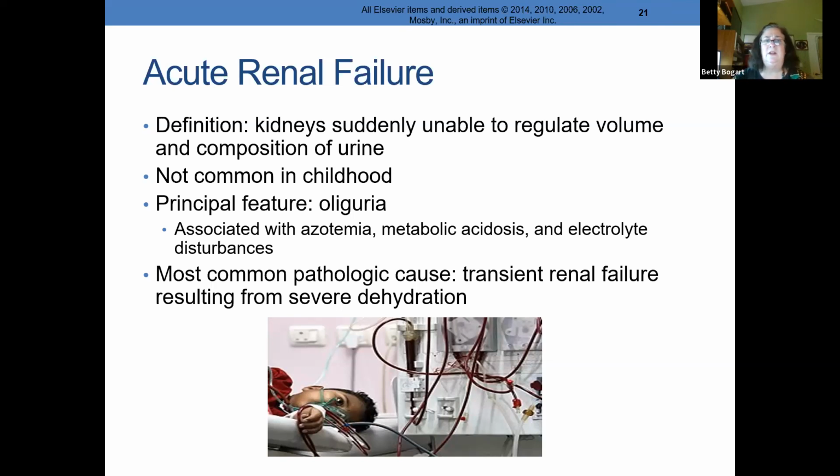There's no difference. We're going to see the potassium elevated. We're going to see BUN and creatinine elevated, metabolic acidosis. All of these things we're going to see. And we're going to literally do the same thing as we do in adults.